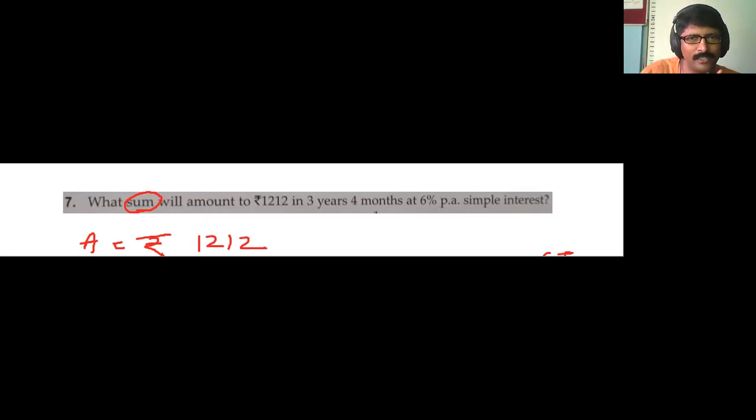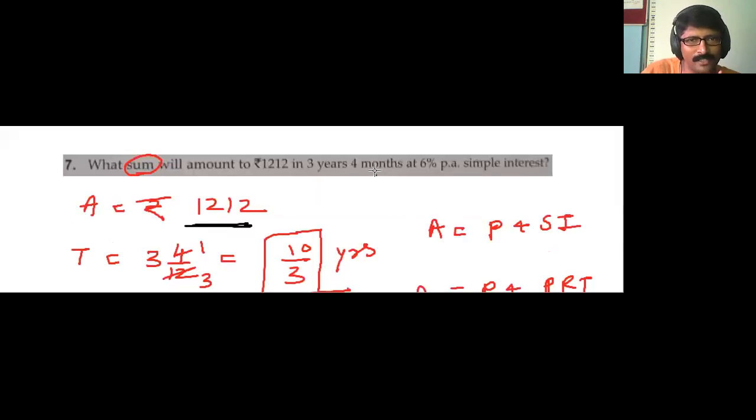That's the time period. Now, how to convert those months into years? Look, 3 years, 4 months: divide the months by 12. If you do, you will get 3 whole 4 upon 12 years. 4 ones are 4, 4 threes are 12. You can do that cancellation. Yes, you can divide this 4 and 12. So 3 times 3 is 9 plus 1, 10 upon 3, 10 upon 3 years.